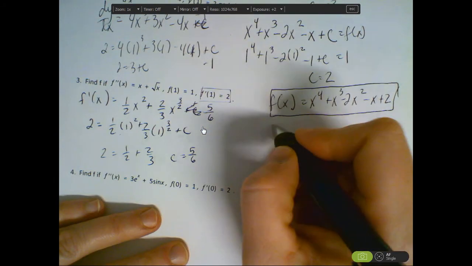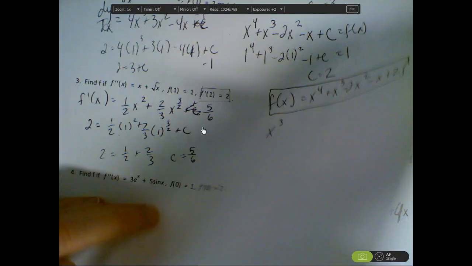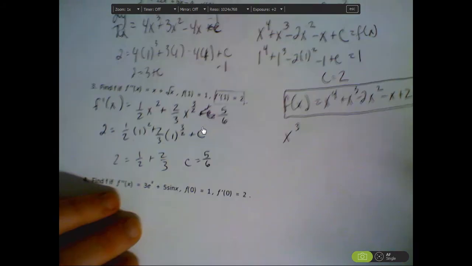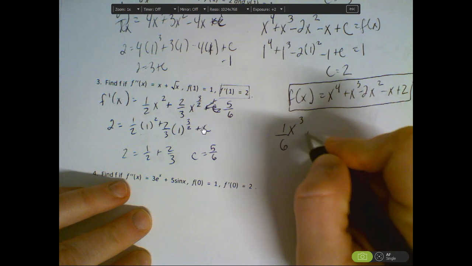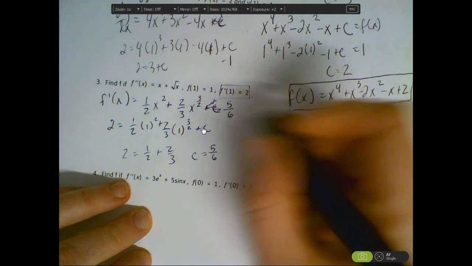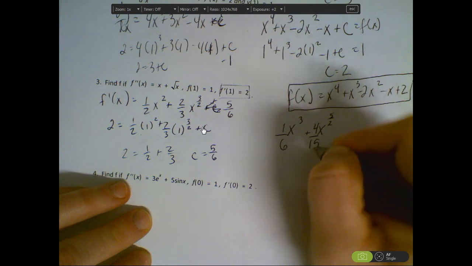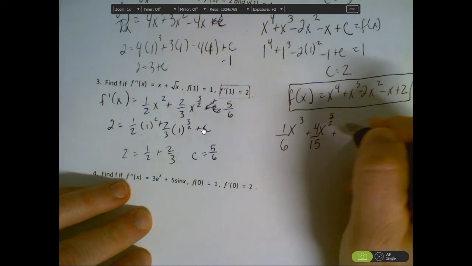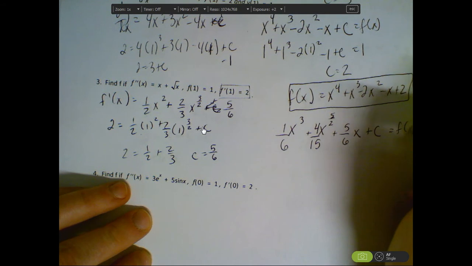So add 1 to the exponent, and then this becomes, I did this all before, so I'm not going to sit here and try to figure it out. 1/6, because when I multiply by 3, that gives me the 1/2. Plus, add 1 to the exponent, it gives me 5/2. Then I have to figure out what I'm going to multiply 5/2 by to get 2/3, and the answer is 4/15, plus 5/6 x plus c, and that equals f of x.